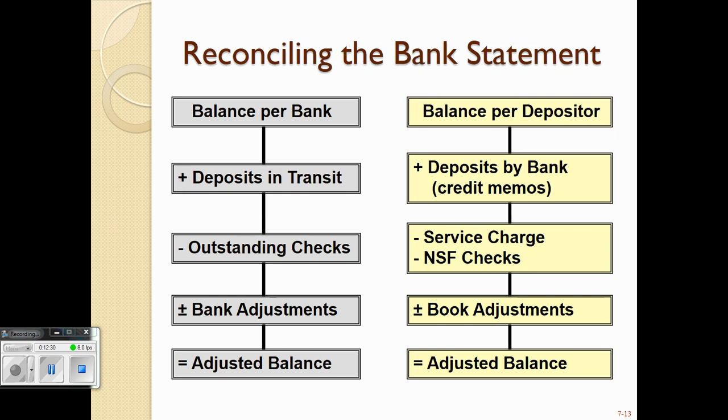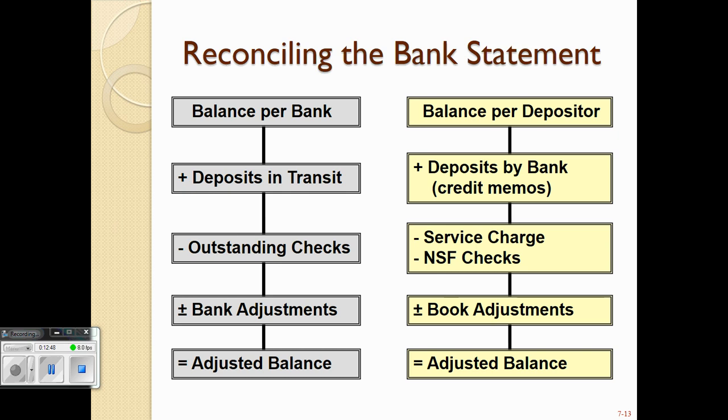And then we add or subtract any bank adjustments. These are things where the bank may have collected funds on our behalf or paid funds on our behalf that we forgot to enter, and that will give us our adjusted balance.